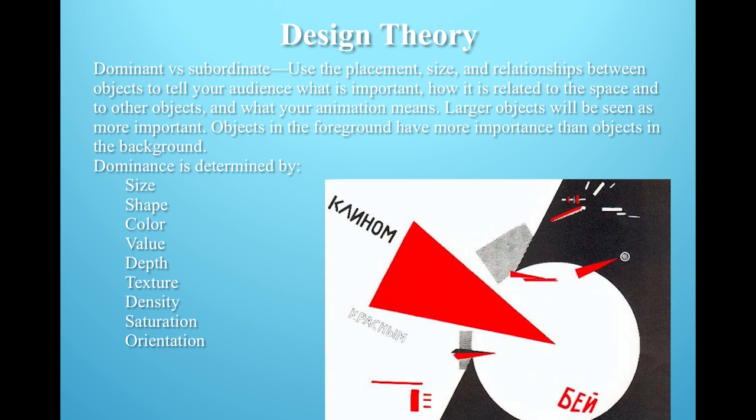So dominance, and you can see this is the Lissitzky piece, and I can't remember what it's called. It's the reds and the whites, and it was some kind of a political statement about reds and whites back in the days of the Russian Revolution. Dominance is determined by size, shape, color. You can see the red is much more dominant than the white. Value, depth, texture, density, how close things are together, saturation, and orientation.